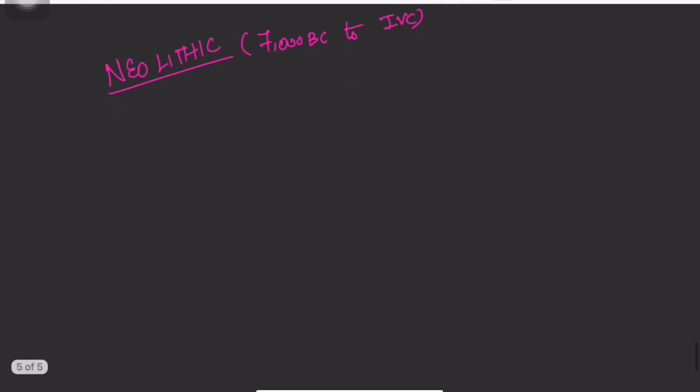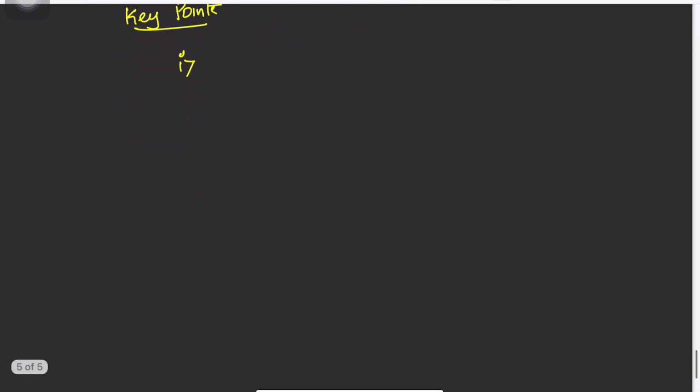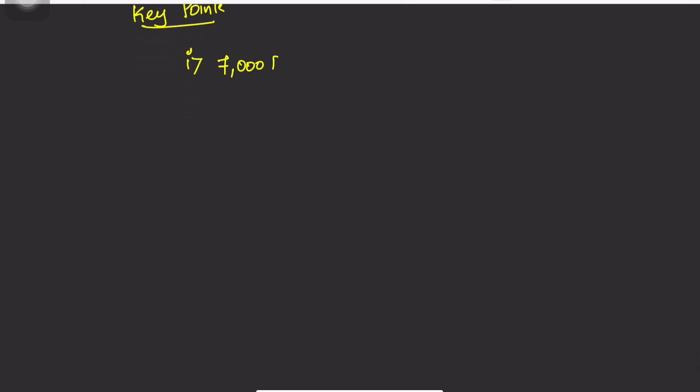Okay, Neolithic period. So if you take key points for the Neolithic period in India: in the world, it is 9000 BC. In India it was 7000 BC only. Okay, the Neolithic period for India started at 7000 BC. Then the important characteristics: agriculture started. Okay, sedentary life of human beings started.